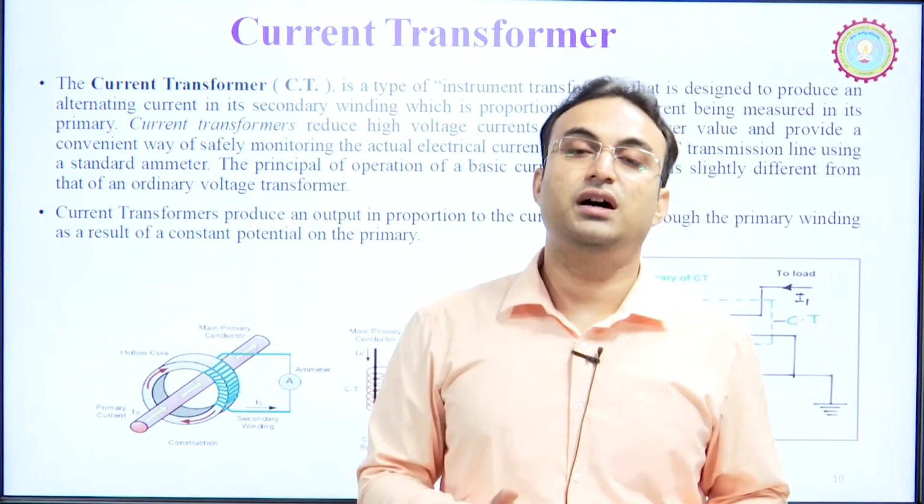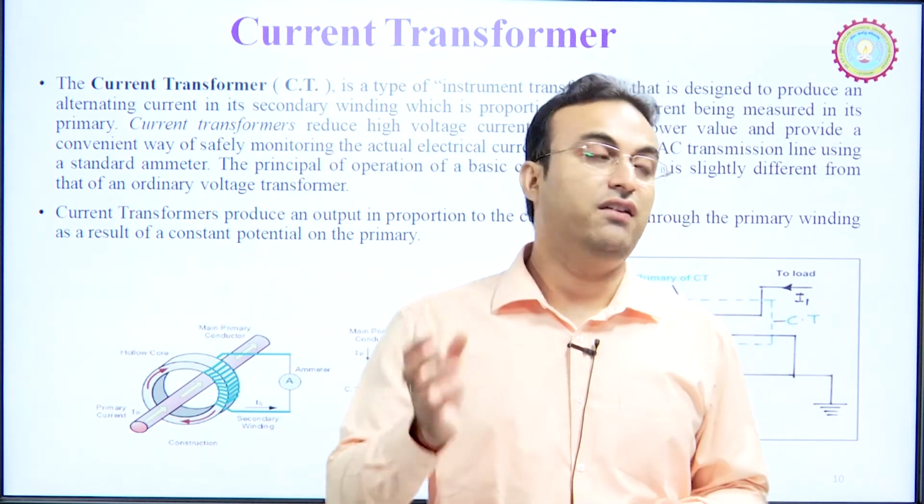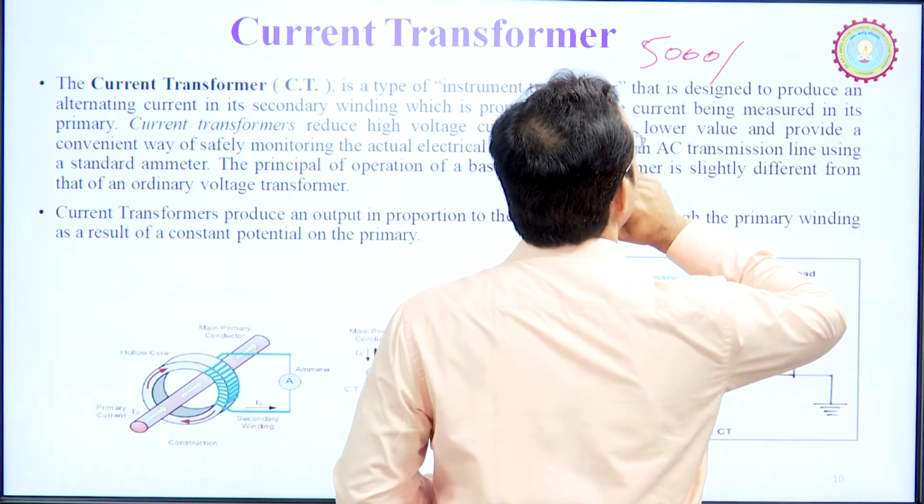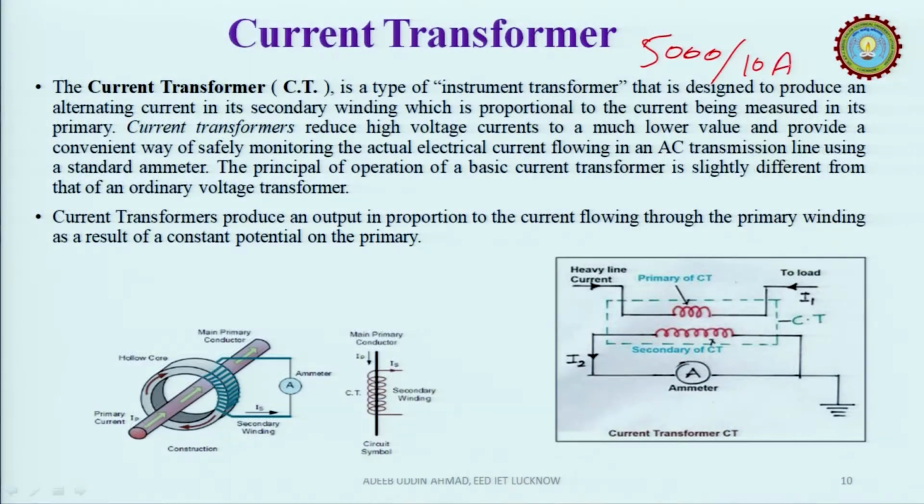So, we can understand that if we have such a CT, suppose 5000 by 10 ampere, or you can say 5000 by 5 ampere. Suppose the secondary has 5 ampere current. So, with 5 ampere current we can understand the primary also has 5000 ampere current, because the CT has a ratio of 5000 to 5. If the secondary has some 4 ampere current.